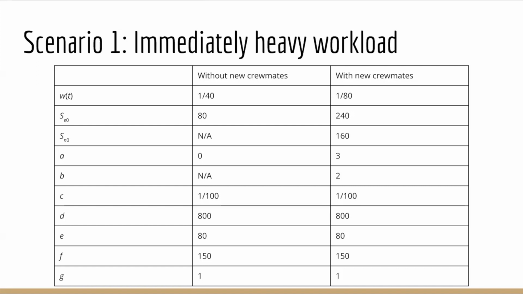And we made the SE0 240 for with new crewmates because it's close to the breaking point when the work is going to overwhelm all the crew members. We also have parameter A defined here to represent the rate at which the existing crew members are getting used to the incoming new crew members. And for the rest of the parameters, we made them equally weighted because we assume that there is the same stress tolerance among the crew members and the same level of outside sources influence in different scenarios.